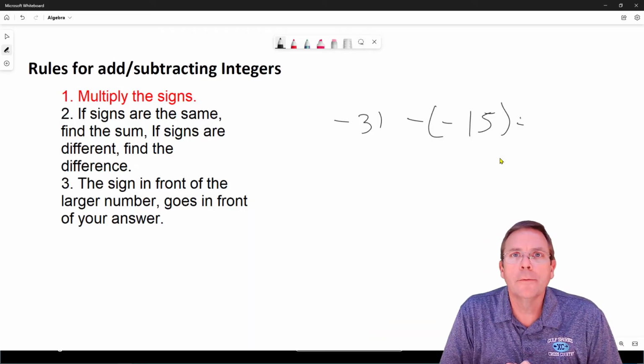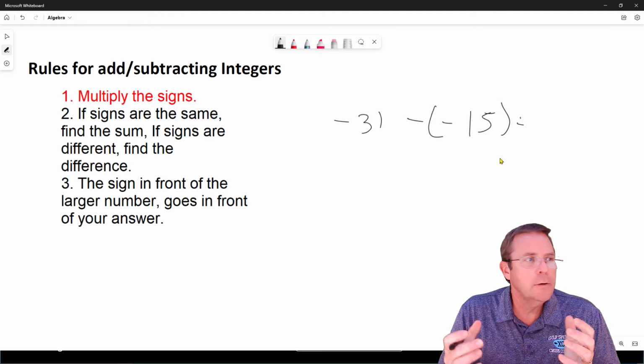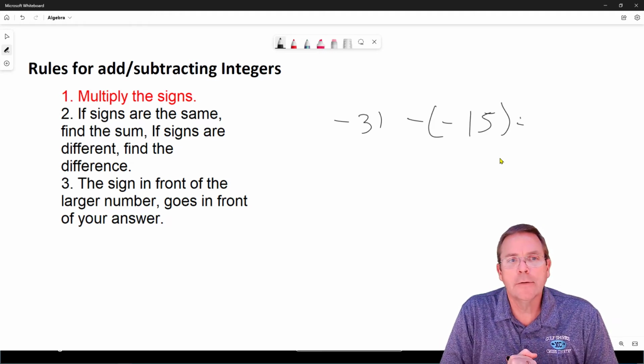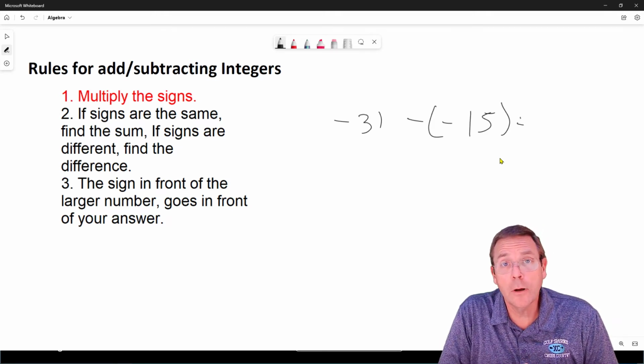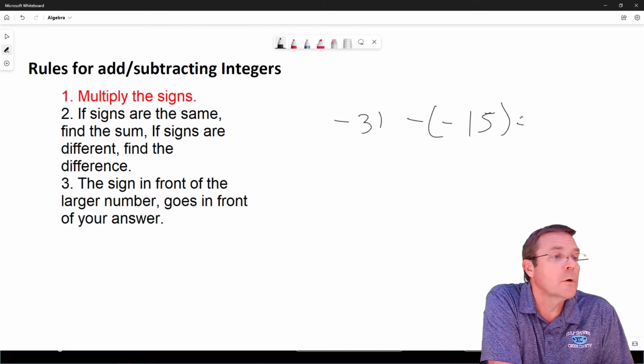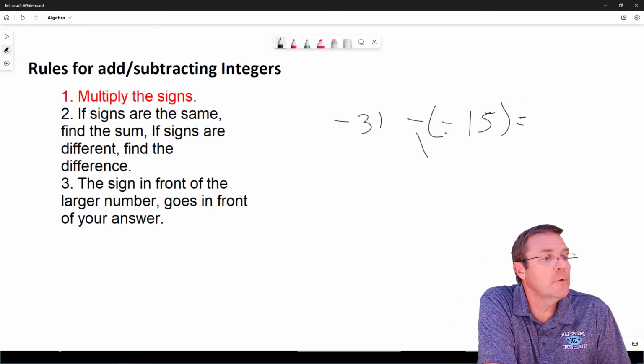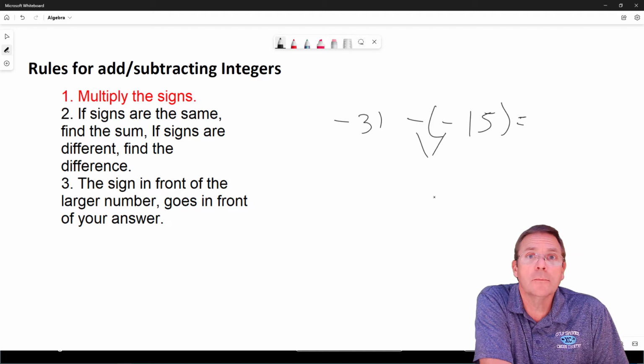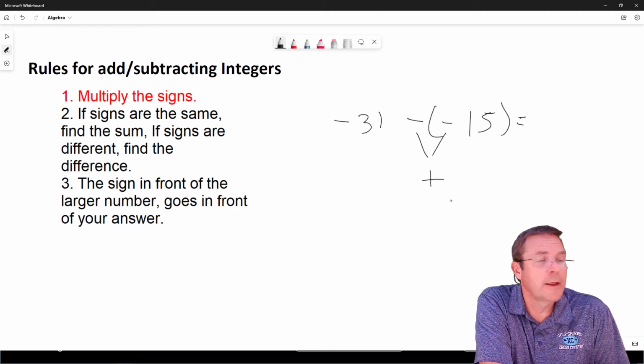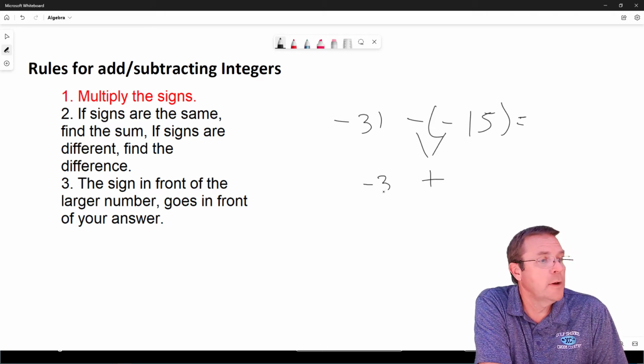How did it go for you? Well, we've got a negative 31 minus a negative 15. Can you say ugly problem? It's an ugly problem, folks. So we're going to start off by making that ugly problem pretty, multiplying our signs. A negative times a negative, that's going to be a positive. So now I have a negative 31 plus 15.